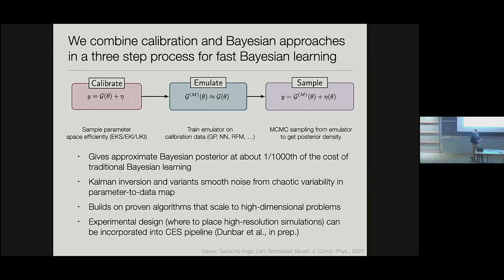The key is the emulator is cheap to evaluate, and you can do Markov chain Monte Carlo on that in the end with a million iterations if you want. It costs next to nothing relative to the first calibration step. The upshot of that is you get about a factor 1,000 speed up over traditional Bayesian learning, simply because you only need some few hundred iterations or loss function evaluations in the first step. And that's the expensive step. Everything else is cheap in comparison. It builds on proven algorithms that scale to high dimensions. And so the whole pipeline becomes something very efficient to use in a climate model.